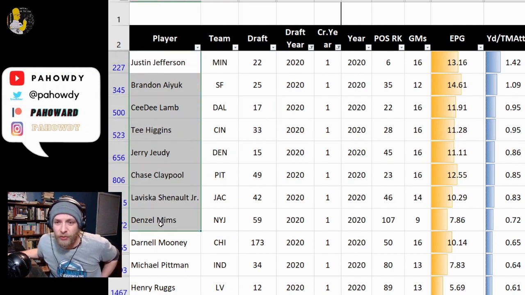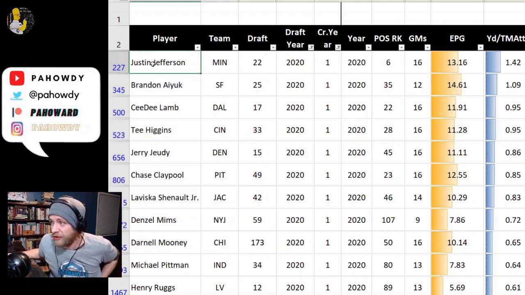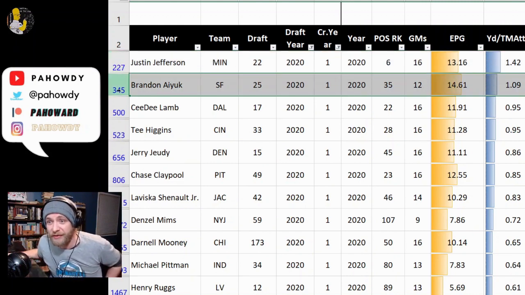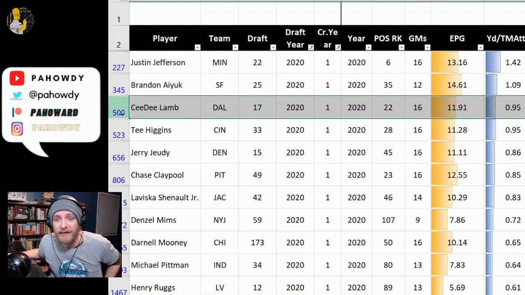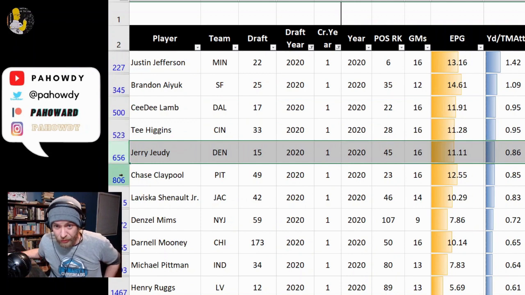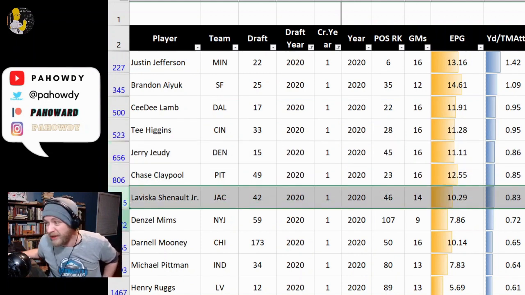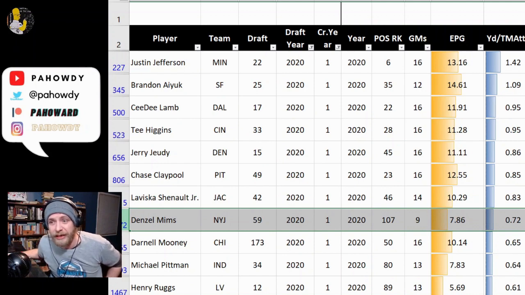This is the 2020 rookie class, wide receiver edition, sorted by yards per team pass attempt per game. So Justin Jefferson had the best one, because, you know, he had a top 12 season and he was phenomenal. Brandon Aiyuk, interestingly enough, comes in second as a rookie in 2020, followed by CeeDee Lamb, T. Higgins, Jerry Jeudy, and then Chase Claypool and Laviska Shenault. Denzel Mims is an interesting entry here, I think, but, you know.